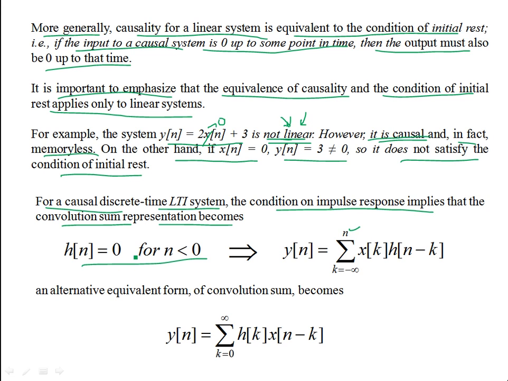So, you see, it doesn't mean that h of n is 0 for n greater than 0 as well. That's not what it implies. h of n could be anything after n equal to 0, so this is basically non-zero for n greater than or equal to 0, right?